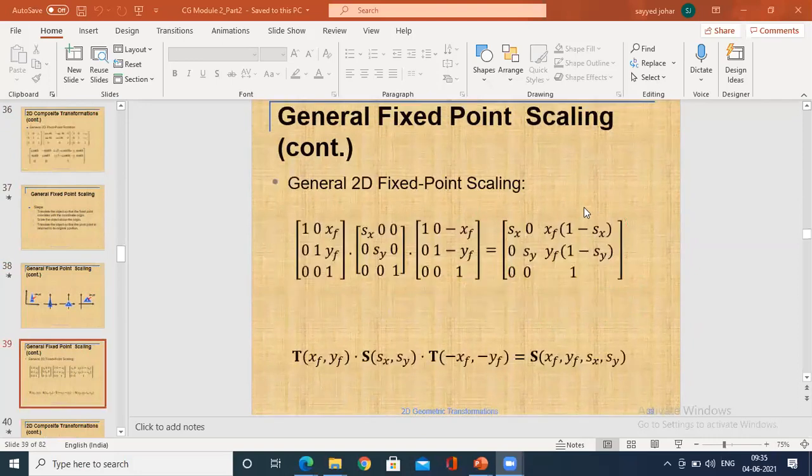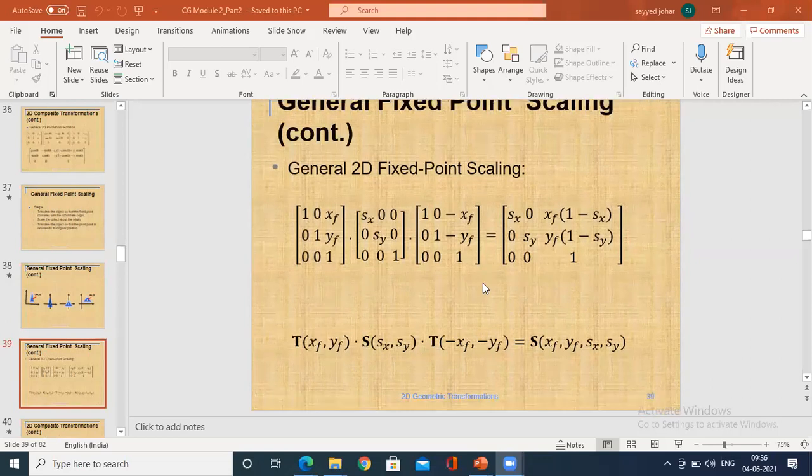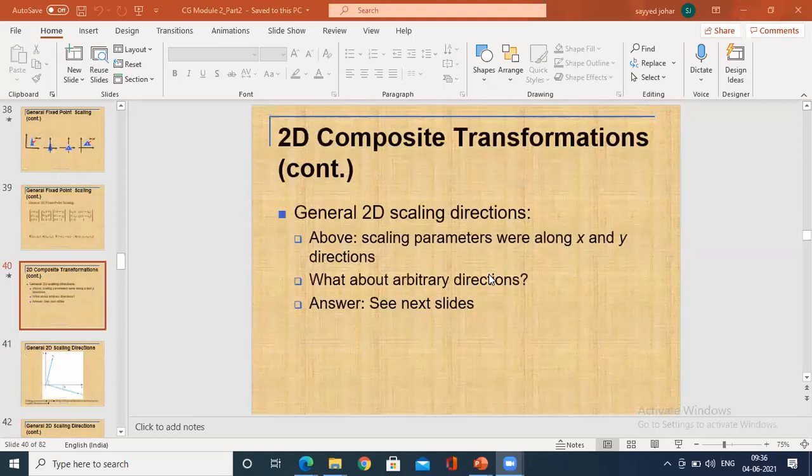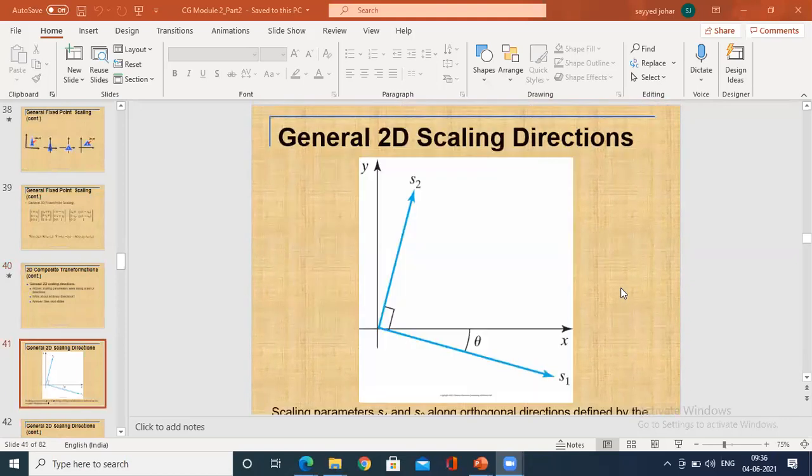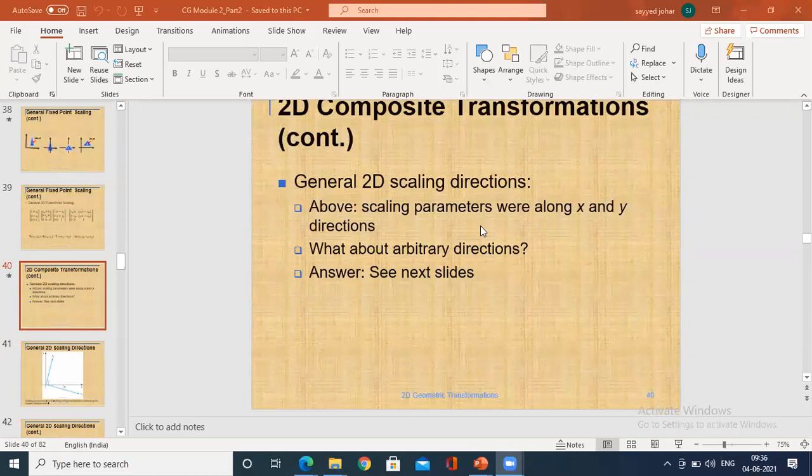Next. So what is general fixed point scaling? It is being continued. Okay. So fixed point scaling consists of a translation, scaling, translation, right? It is a continuation of the slides we have shown you. See, this is how the scaling directions are being represented.